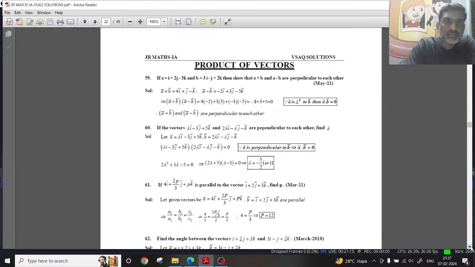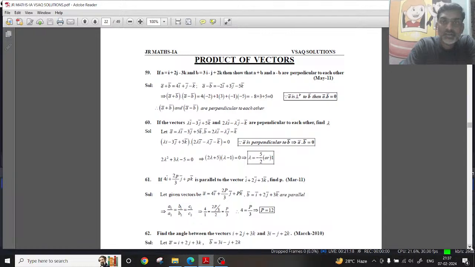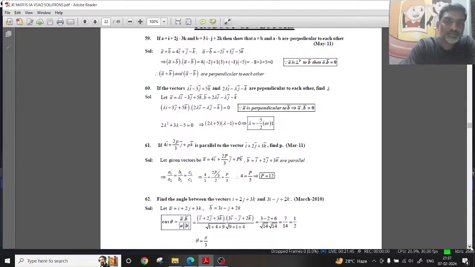So in this product of vectors, dot product and cross product both will be there. The questions related to those two are the same. Questions related to dot product and cross product, both are important. So here the first question is related to perpendicular to each other. If any two vectors are perpendicular to each other, their dot product is 0. They are using the same to do the question. 59, 60, both are the same, both are important.